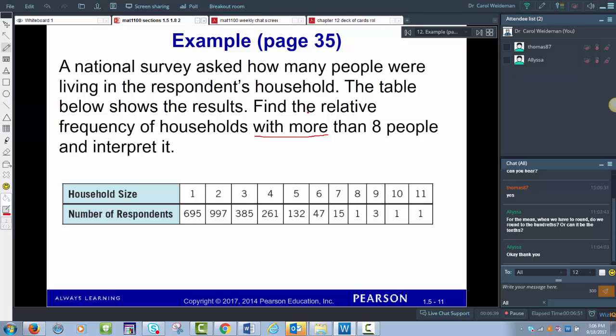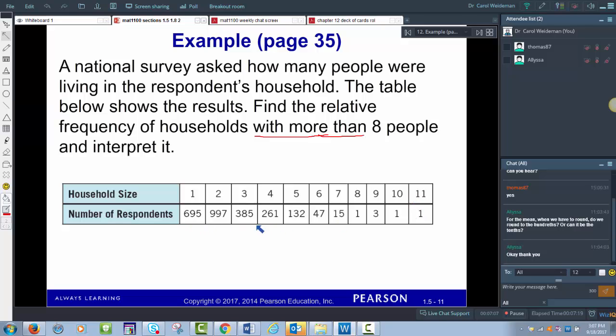So with more than would mean what? Oops, sorry, I didn't mean to go over there. I was trying to extend this line here. Does that include 8 or not include 8? So we have to think about what those words mean. So if it says more than, that means what? I'm sorry, not 8 or more, more than 8. So we're going to look at the categories with more than 8. That's going to be this category plus this one plus this one.